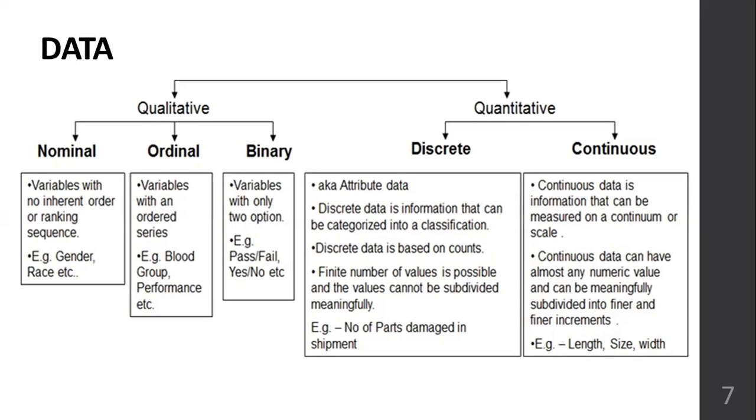Then binary. From the name itself, there are only two options: either yes or no, pass or fail, present or absent, like that. You will belong to any one option. You have to choose any one option. So that is binary.